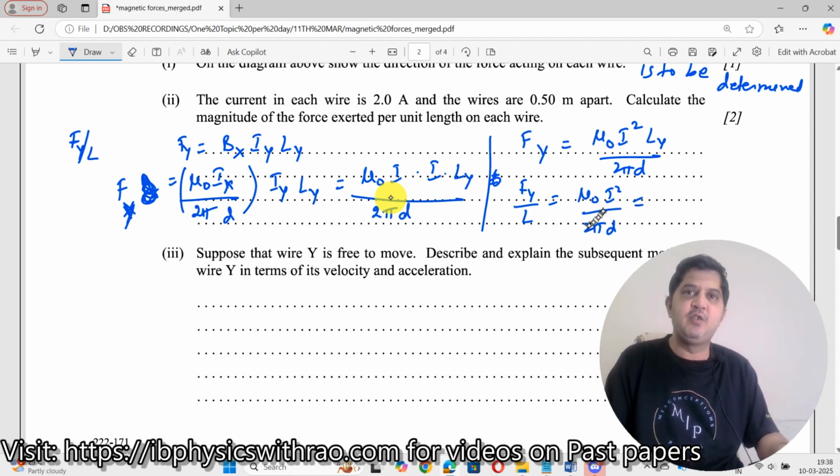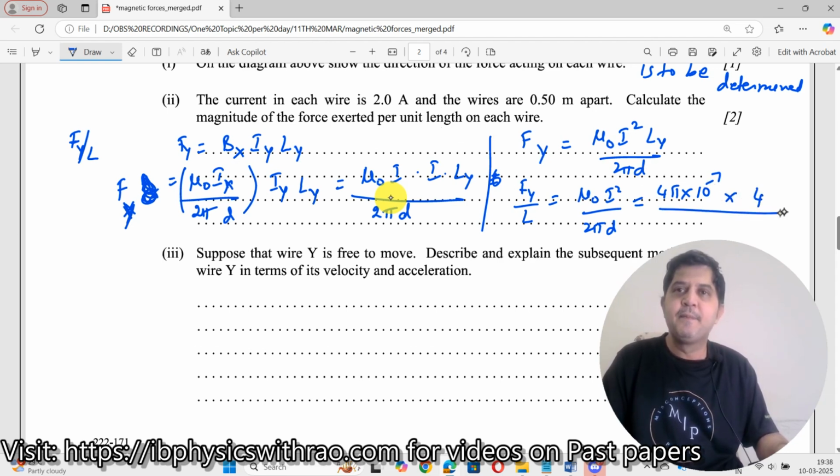Let us substitute the value from the data booklet. The value of mu naught will be 4 pi into 10 to the power of minus 7 multiplied by current. What is the current here? 2. So therefore 2 square becomes 4 divided by 2 pi multiplied by, what's the value of d? D is the distance between the wires, which is 0.5.